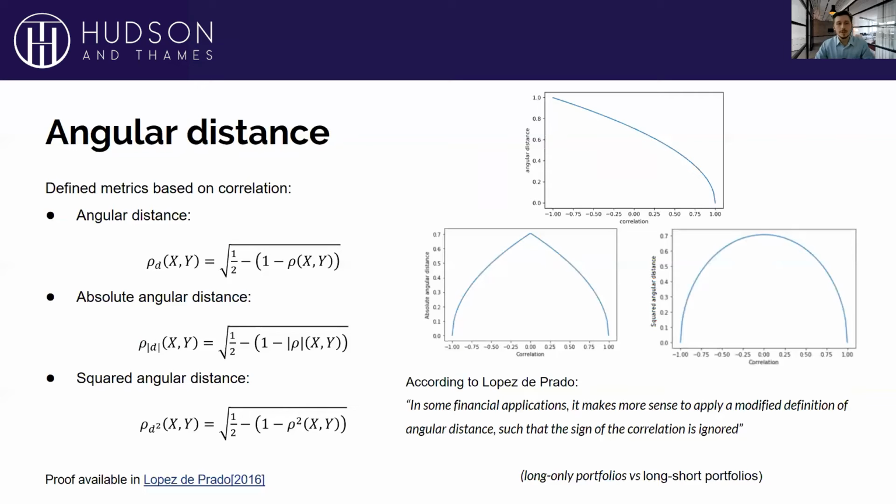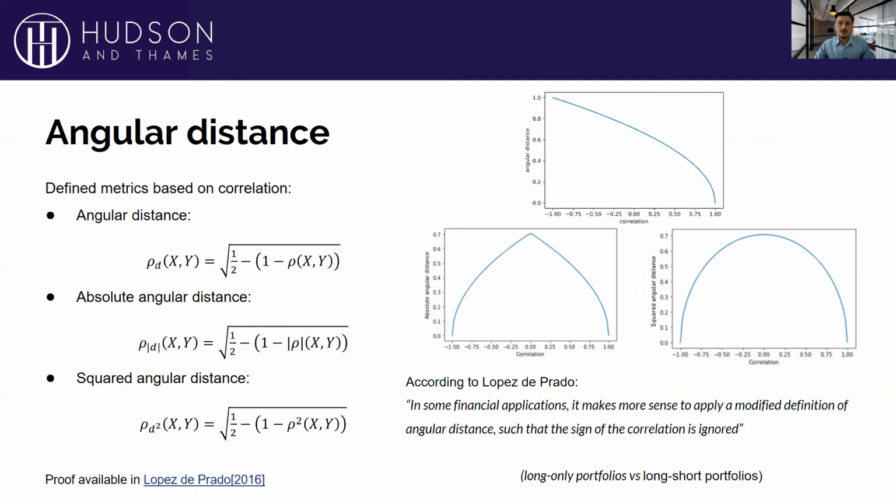And we're going to be looking at three of those metrics. Of course, there are multiple of them. First being the angular distance, then the absolute angular distance, and finally the squared angular distance. For a proof that these functions are indeed metrics, you can visit a work of Lopez de Prado from 2016 that is linked in the references.